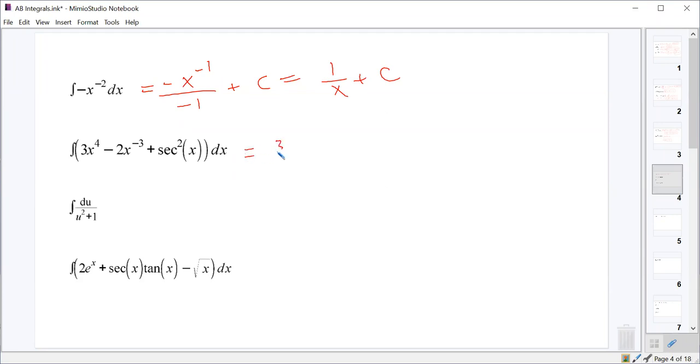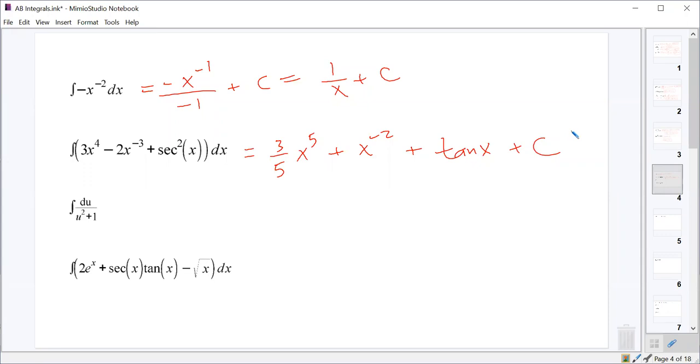3x to the 4th ought to become 3/5 x to the 5th. And the -2 x to the -3, that'll go up to x to the -2. And we'll divide by the -2, which will cancel out the -2. So we'll just have plus x to the -2. And then secant squared is a rule on your sheet. What is that one? Tangent. Tangent x plus our constant.